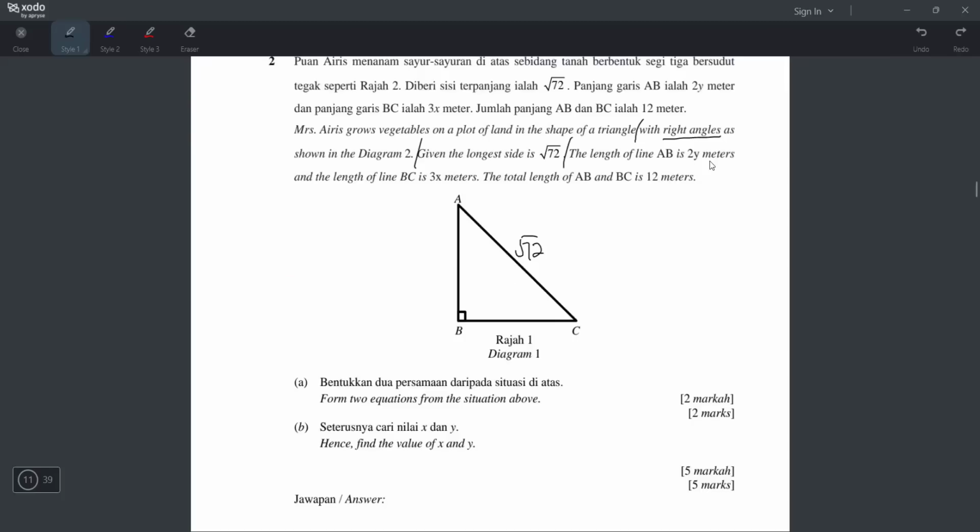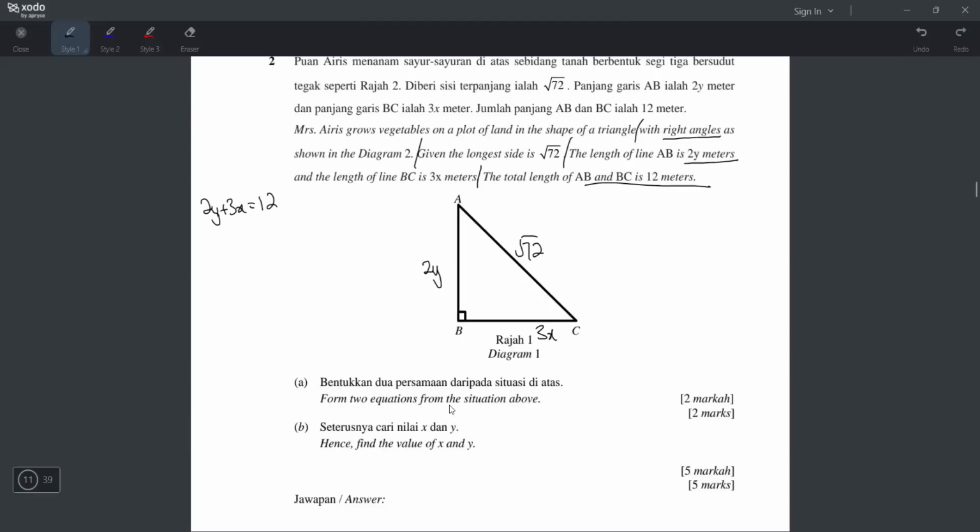Okay, the length of AB is 2y meters, label 2y. BC is 3x meters. And I also noticed that everything is in meters. So later, if I want to cari panjang also, it will come out in meters. Total length of AB and BC is 12 meters. Oh, dah boleh tulis equation pertama. AB and BC, jumlah panjang 12. So AB, BC, 2y plus 3x lah. Sama dengan berapa? Sama dengan 12. So that is my first equation.